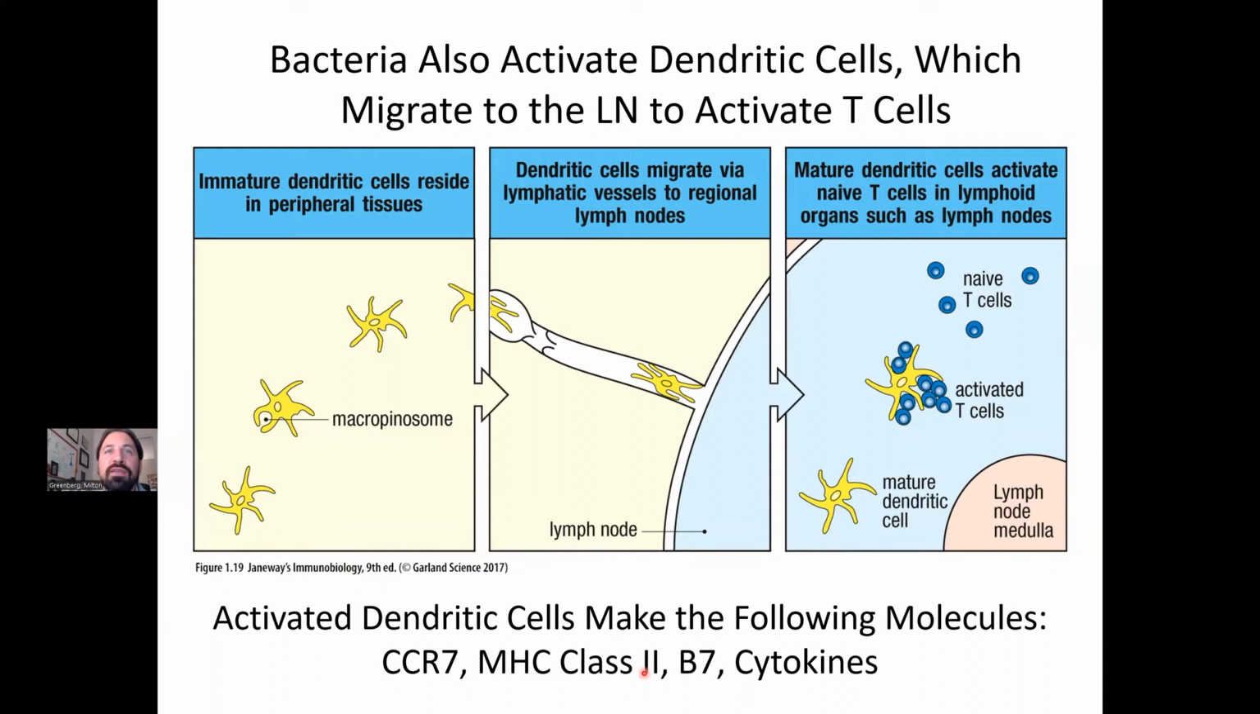MHC class 2 is a key molecule in antigen presentation. It's going to be very important for interacting with these T cells. Also, your B7 molecules, CD80 and 86, and inflammatory, or in some cases anti-inflammatory cytokines. So in this case, activated dendritic cells are making a ton of molecules, and these molecules are all very important in getting them to where they need to go and then interacting with the cells they need to interact with.